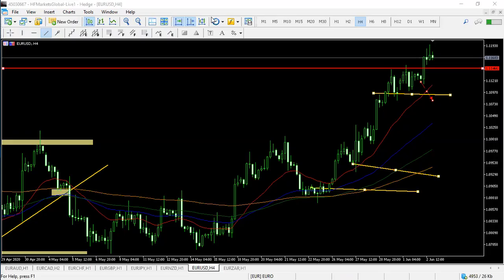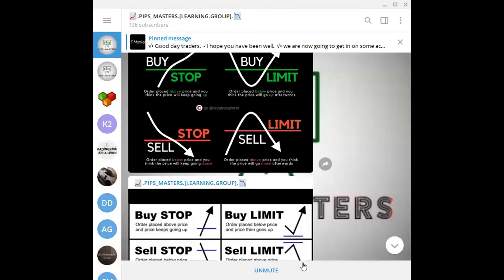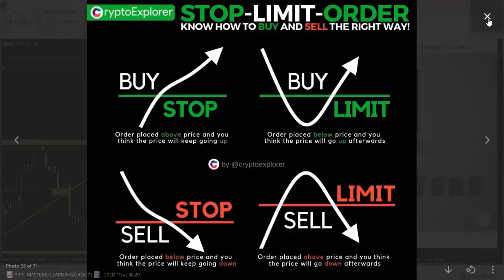So yes, any questions? Any questions at all? I know I've talked a lot today, but it's very important, like very important, especially when you buy stop and sell stop. Just imagine this picture. This is your trend line, okay?